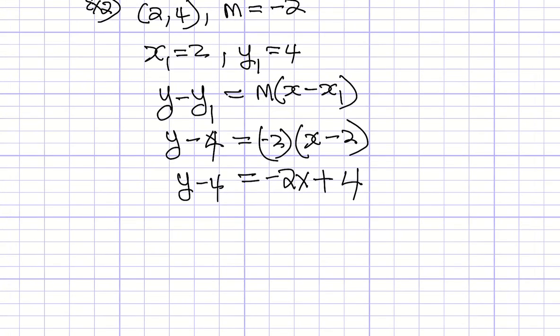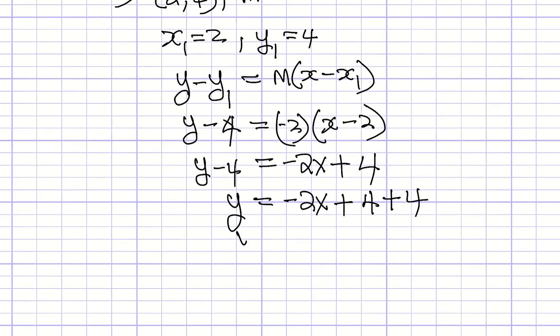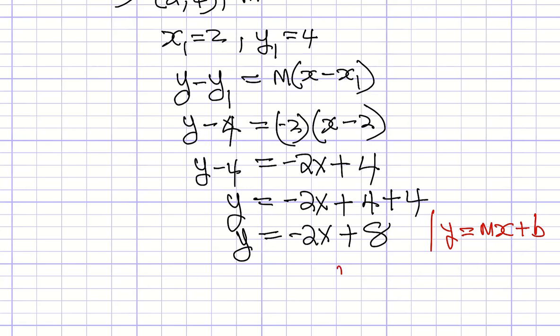And then you keep simplifying, you get y is equal to minus 2x plus 4 plus 4 when you move it to the other side. So you get y equals minus 2x plus 8, right? And then notice what is going on. So this is well done. So you compare it to this, y equals mx plus b. You notice that m is equal to minus 2 and b is equal to 8. You see it? So we're done with that one.